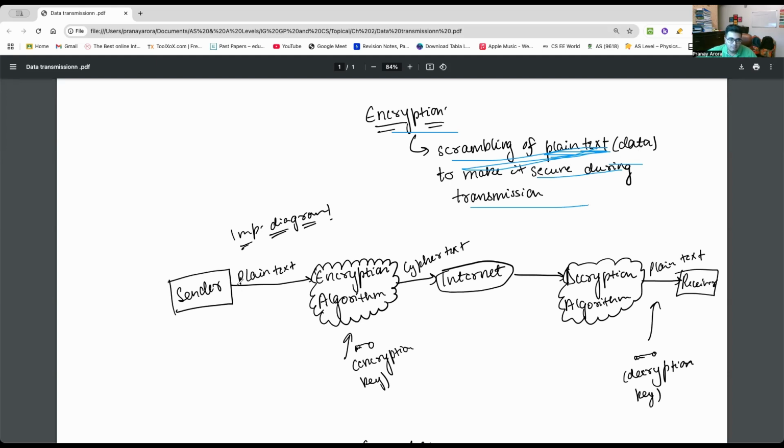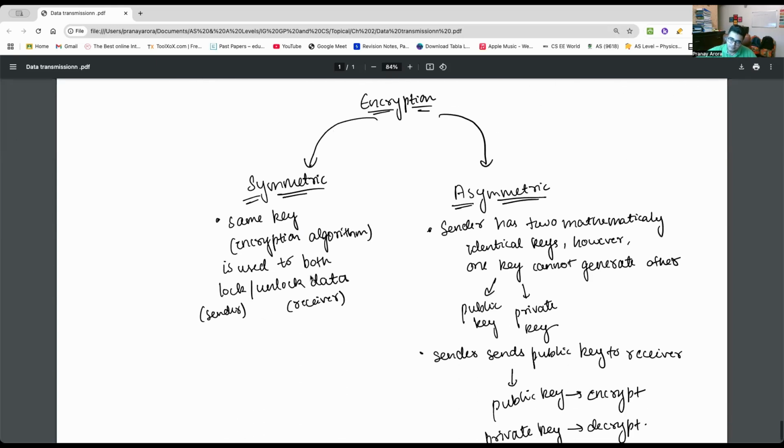So the sender will first send the plain text using an encryption algorithm. Then the encryption key will lock the data. What is this encryption key? It will scramble this data and convert it to ciphertext. Then it is sent over the internet. Then the receiver has a decryption algorithm. It will unlock this data and make the data normal. So this is encryption. This is used for security, obviously, right?